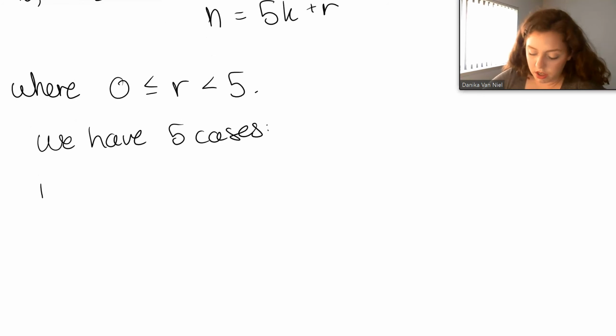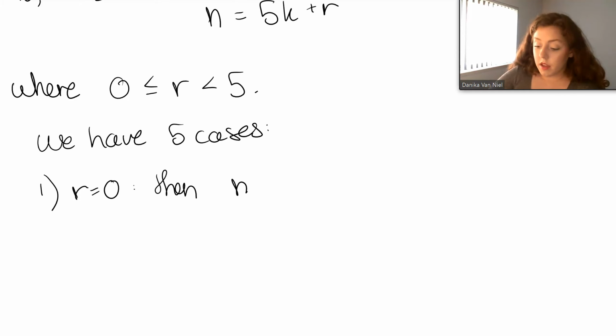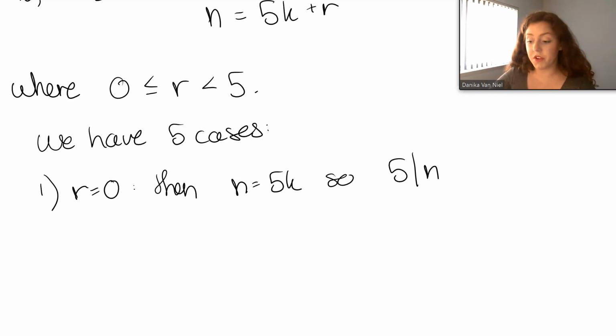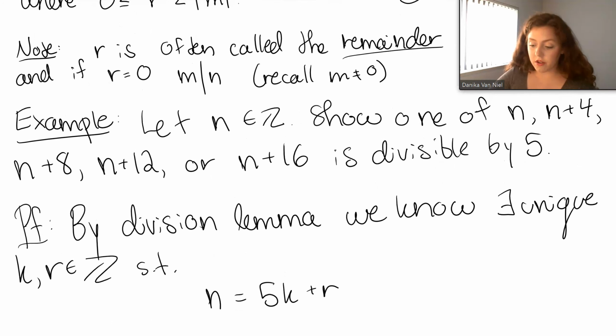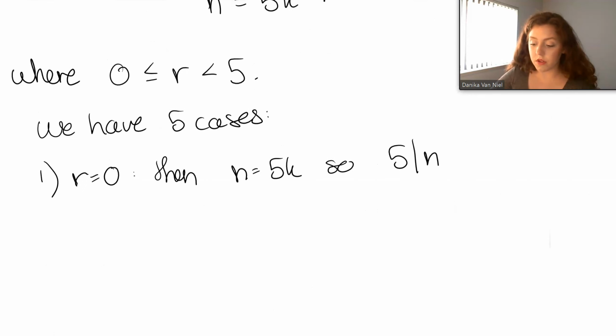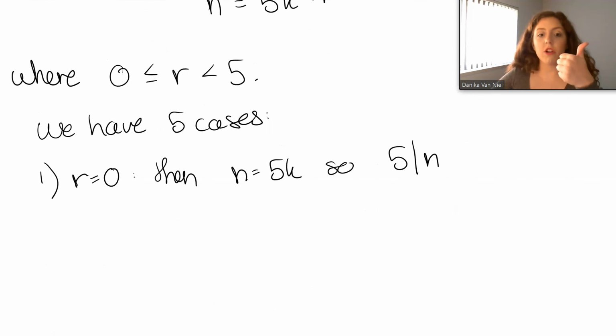So first, we have when r equals 0. What happens then? Then n equals 5k. Sweet. So 5 divides n. Well, the statement we're trying to prove is an OR statement, right? So we just need to show that 5 divides any one of them. Okay, cool. So done. Check. When r equals 0, the statement is true.